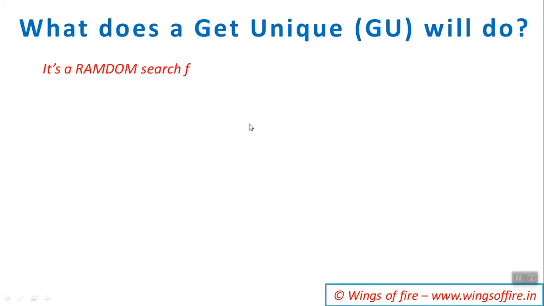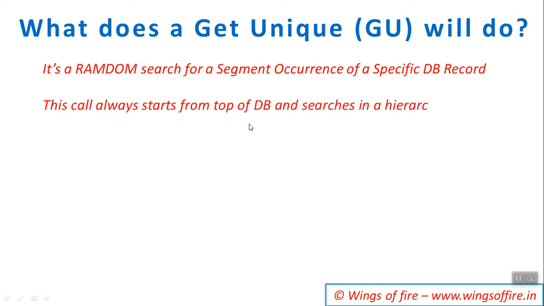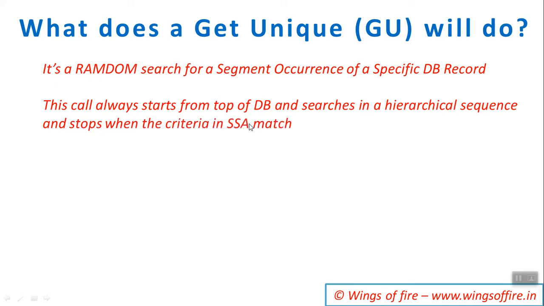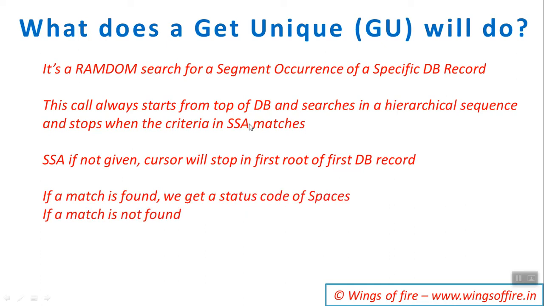So what does a GU call do? It's random processing. At any point it is going to search from the top of the database and stop when a condition matches. Condition means the SSA matches. SSA is not mandatory, but SSA should be given. If you don't give SSA for a GU call, it is going to place the cursor on the first root occurrence of the database. At least a GU call should have a qualified SSA for the root segment, so that it is going to find a specific record.